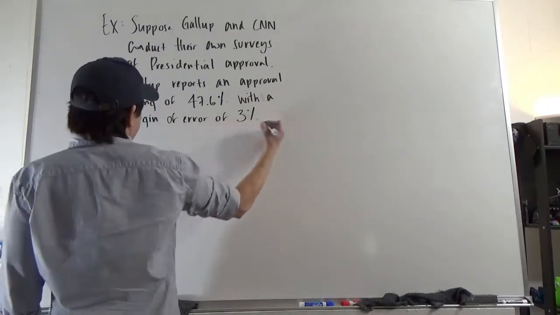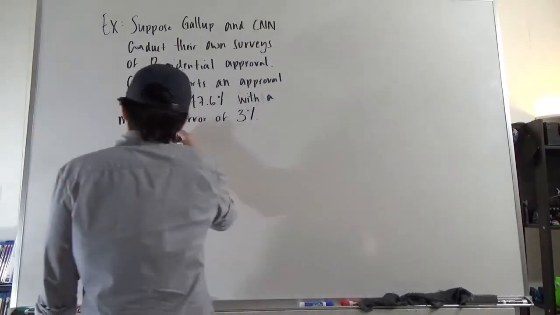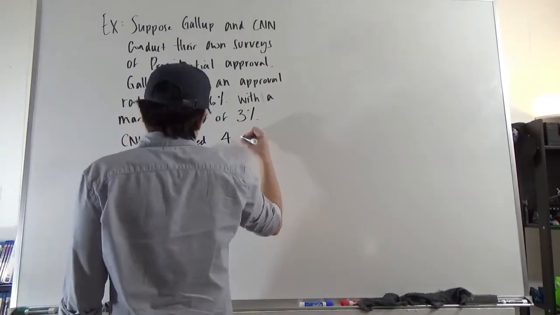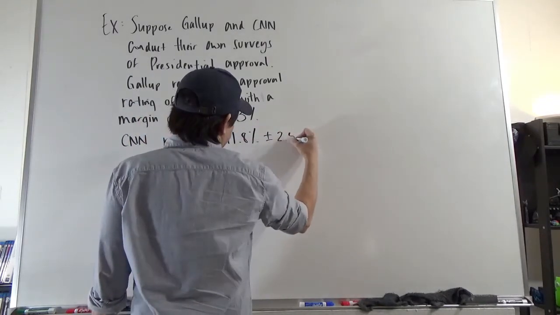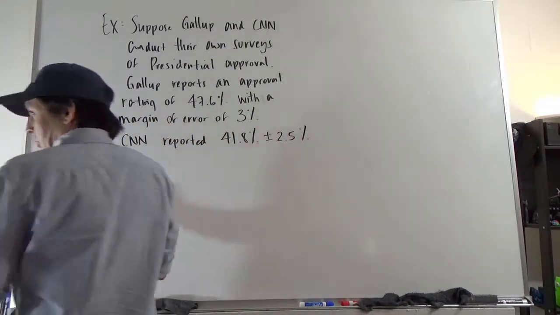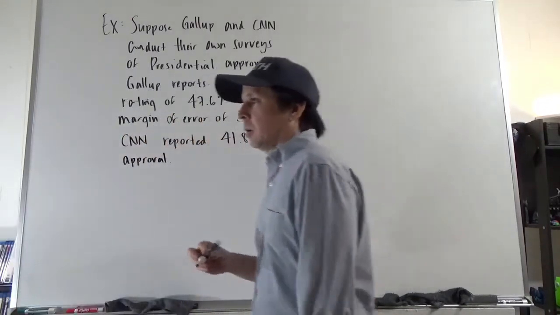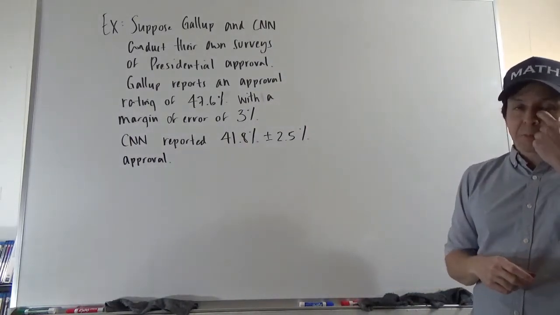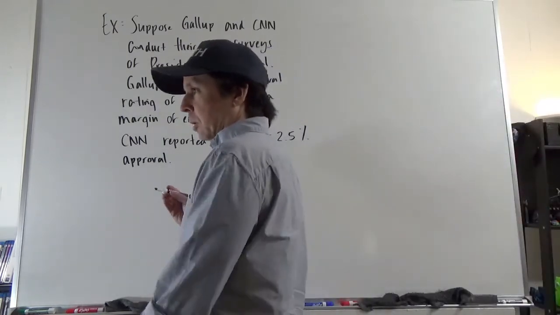So Gallup reports that. CNN reported 41.8% plus or minus, so they've written it differently, they're presenting their work differently, but same idea. They're saying 41.8% plus or minus 2.5% approval. And so they all have different confidence intervals, and they're all each 95% confident theirs will contain it. Some of them might be wrong. And let's talk about this.